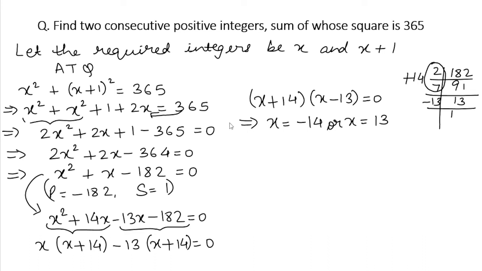Now in the question, it was already mentioned that we need two positive integers. So we cannot take minus 14 here because minus 14, it's a negative integer. So we are going to reject x is equal to minus 14. We will then proceed with x is equal to 13. So here x is 13, and since we want two consecutive positive integers, the next one would be 13 plus 1, that's 14. So here we have x plus 1 as 14.